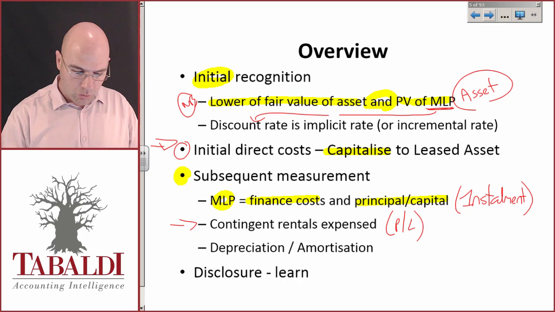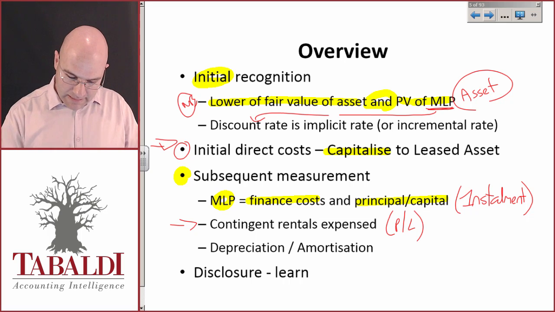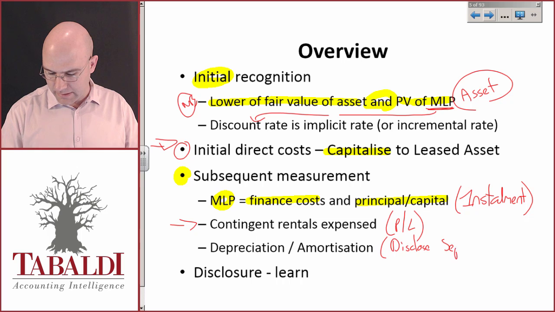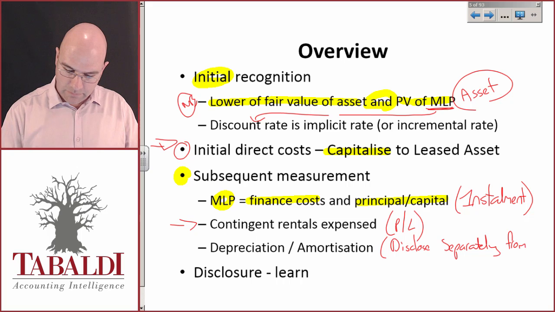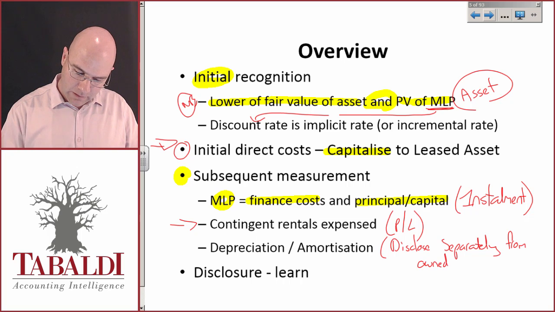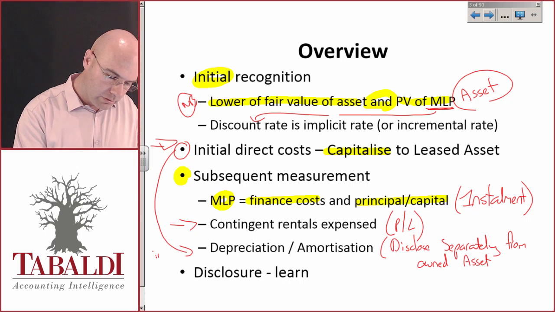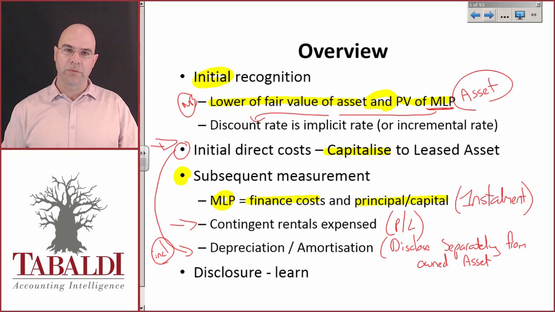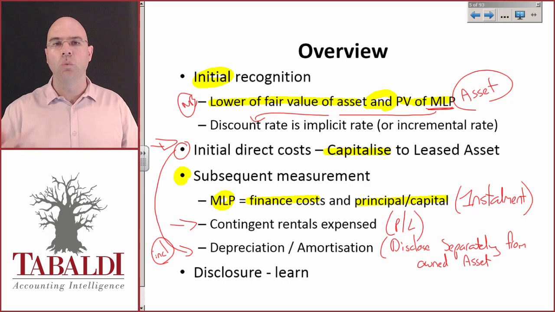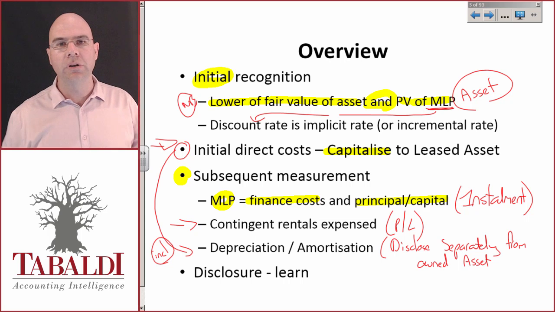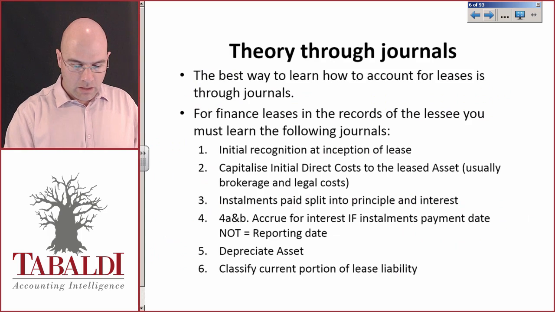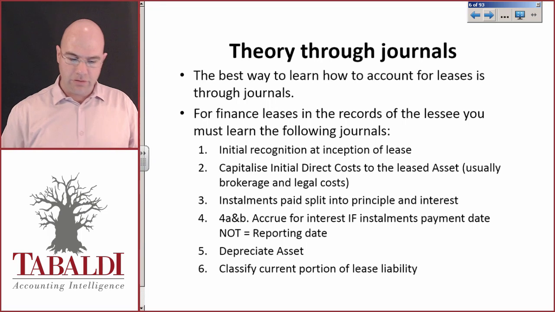And remember now your depreciation of the leased asset, right? Okay, and you must disclose this separately from the owned assets. Now just remember that you must also include the initial direct costs that were capitalized in the cost of the asset when you are depreciating it. The disclosure we'll learn. I've got some nice formats for you. Okay, so the theory that we are going to learn through journals.